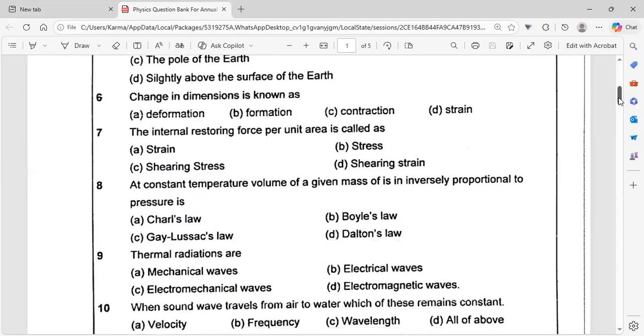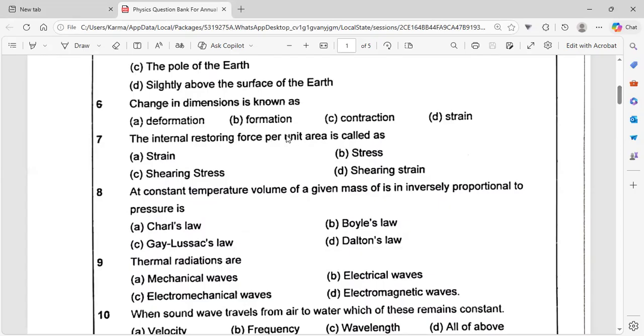The change in dimension is known as strain. Change in dimension to the original dimension is a strain. The internal restoring force per unit area is called stress. At constant temperature, the volume of a given mass is Boyle's law.